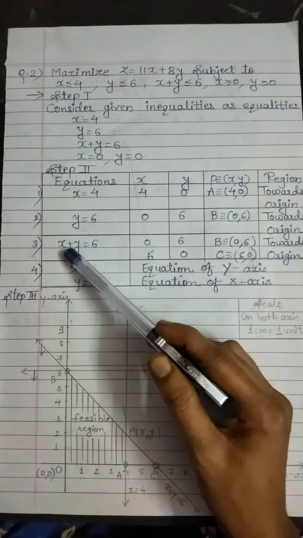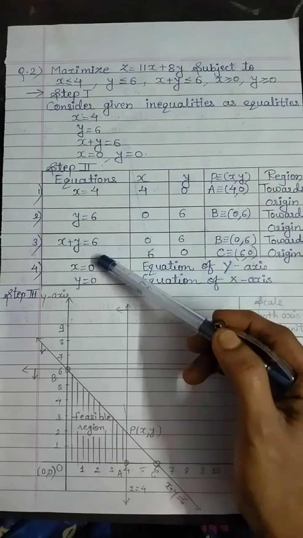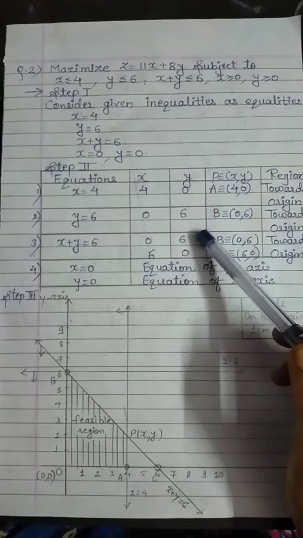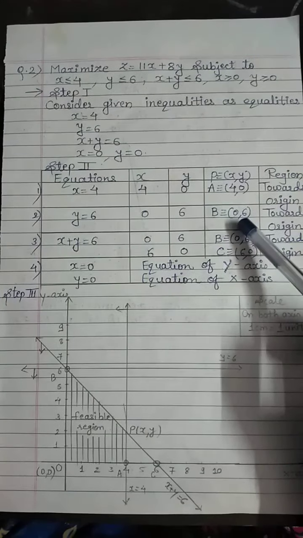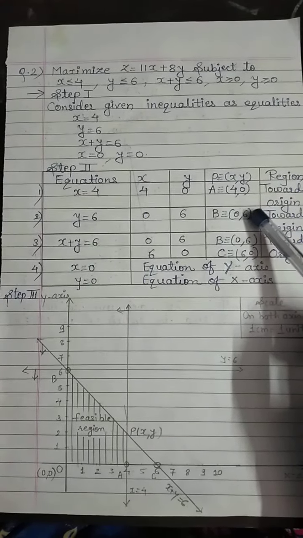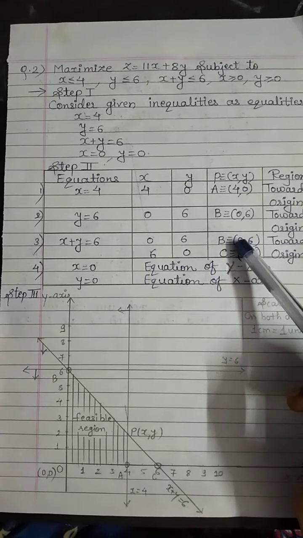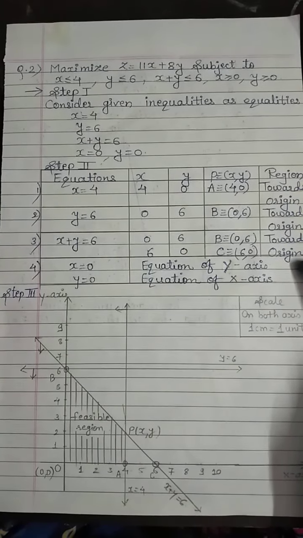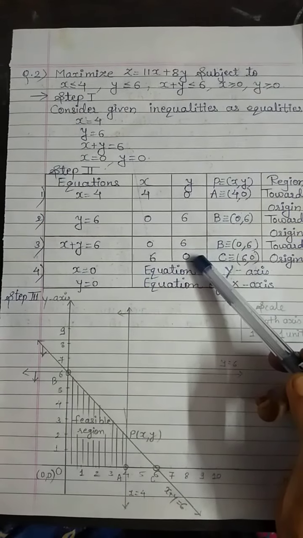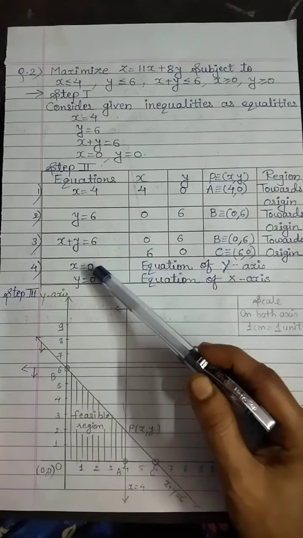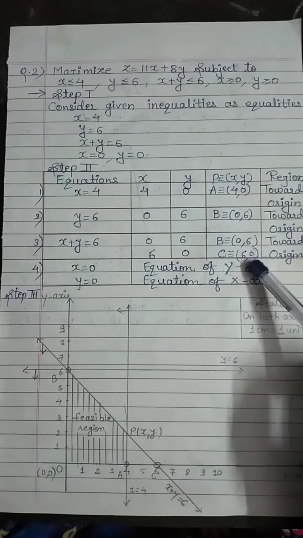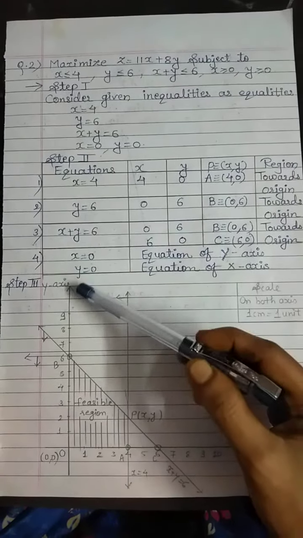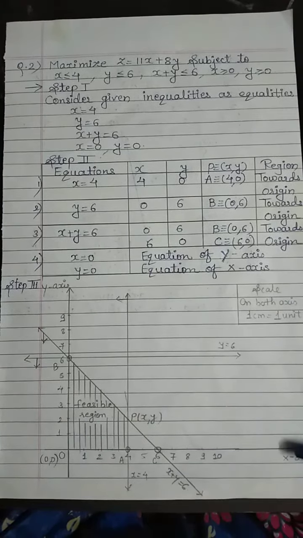Now third equation, x plus y equals 6. In this equation, first we will substitute the value of x as 0, so y equals 6, but we already have this point B(0, 6). So again we will call this point B only, and the region will be towards origin. Similarly, we find the value of x. Now obviously x equals 0 is the equation of the y-axis and y equals 0 is the equation of the x-axis. Now moving towards the next step, step number 3.